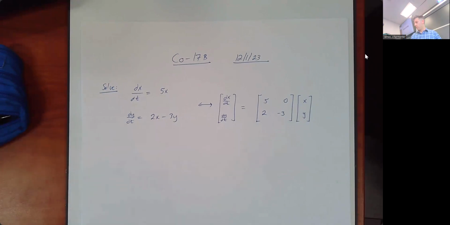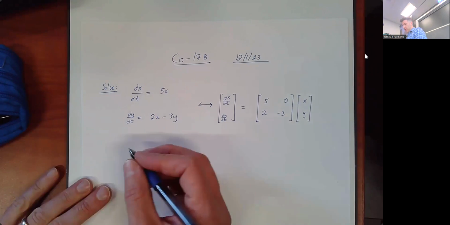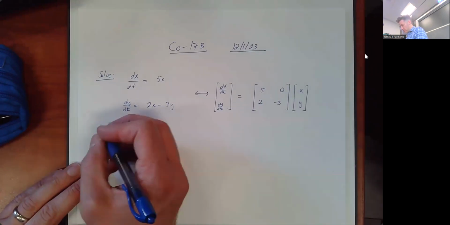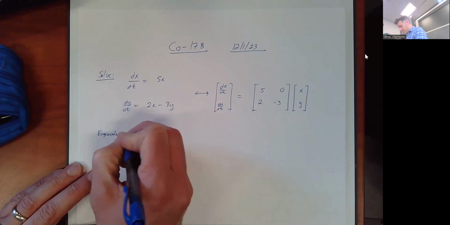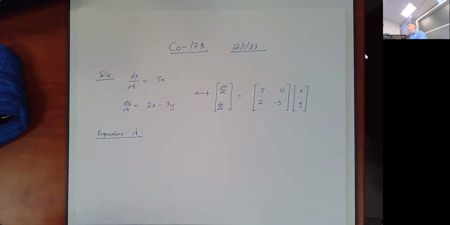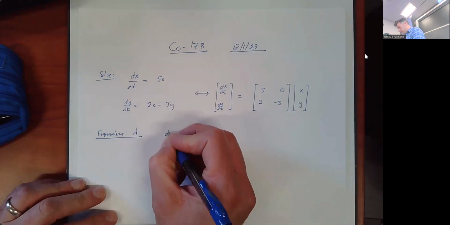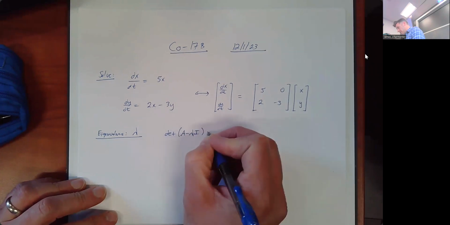Okay, so great. But then what you're going to want to do after that is find the eigenvalues and eigenvectors of this 2x2 matrix. So let's start by finding the eigenvalues, which we typically call lambda. We're always going to do the following: take the determinant of A minus lambda I and set it equal to 0.